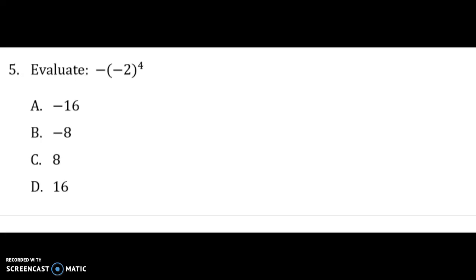For this question, we're asked to evaluate the negative of negative 2 to the exponent 4. So the way we would look at this would be to expand it. So if I start with my negative 2 to the 4, then I need to identify the base of this power. The base of the power is the negative 2. So it means I'm multiplying 4 negative 2's together.